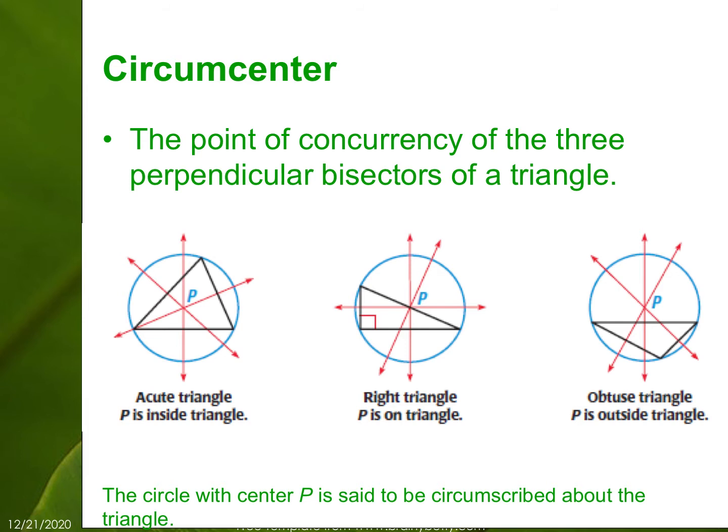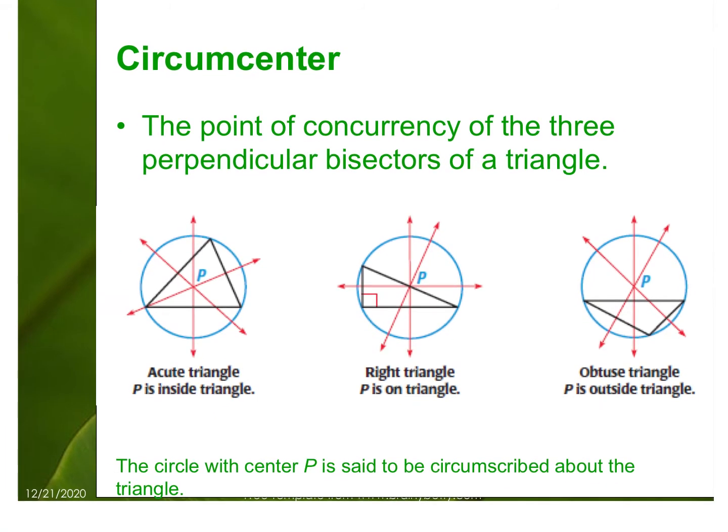So this point of concurrency, where all of your perpendicular bisectors meet, when you have an acute triangle, it's always going to be located inside the triangle. When it's a right triangle, that circumcenter will be on the triangle. And when it's an obtuse triangle, it's going to be located outside of the triangle.